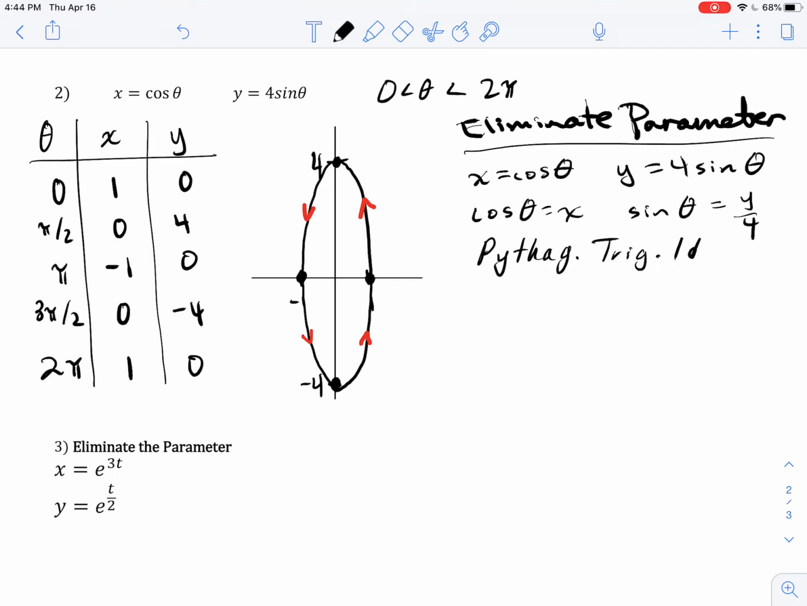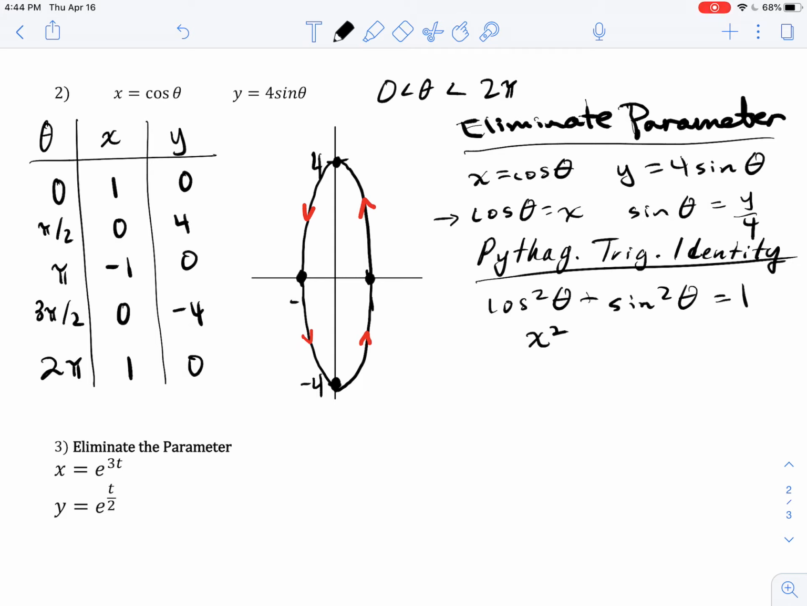And hopefully you realize we know of the Pythagorean trig identity, which says that cosine squared theta plus sine squared theta is equal to 1. It's the Pythagorean trigonometric identity. Well, what is cosine theta? You see here, cosine theta is just whatever x is. So instead of saying cosine squared theta, we can say x squared.